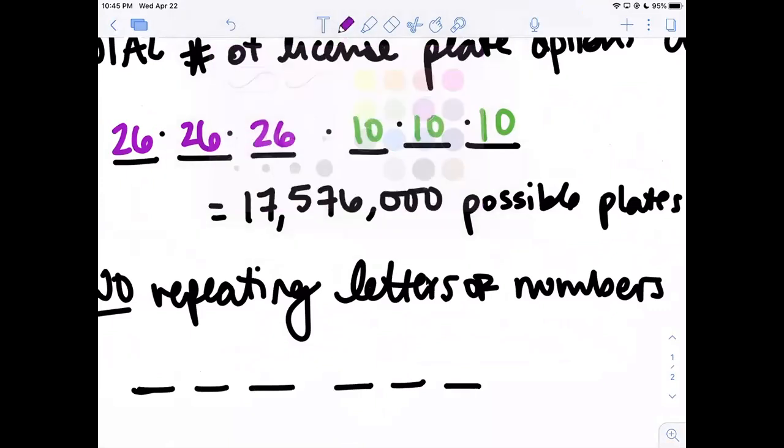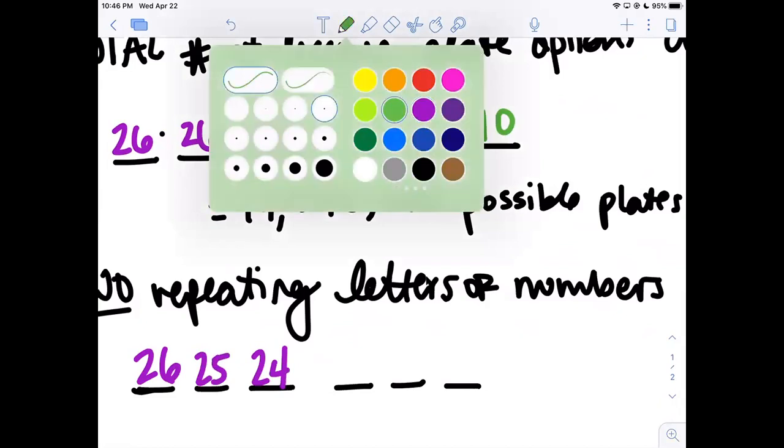My first letter can be any letter in the whole alphabet, so I do have 26 options there. But let's say I use letter M. Well, I can't use letter M again, so I can use any letter but that. So now I only have how many options? 25. And then once I use that letter, let's say it's a T, then I can't use M or T again, so now I only have 24 options. Okay, so you subtract 1 each time.